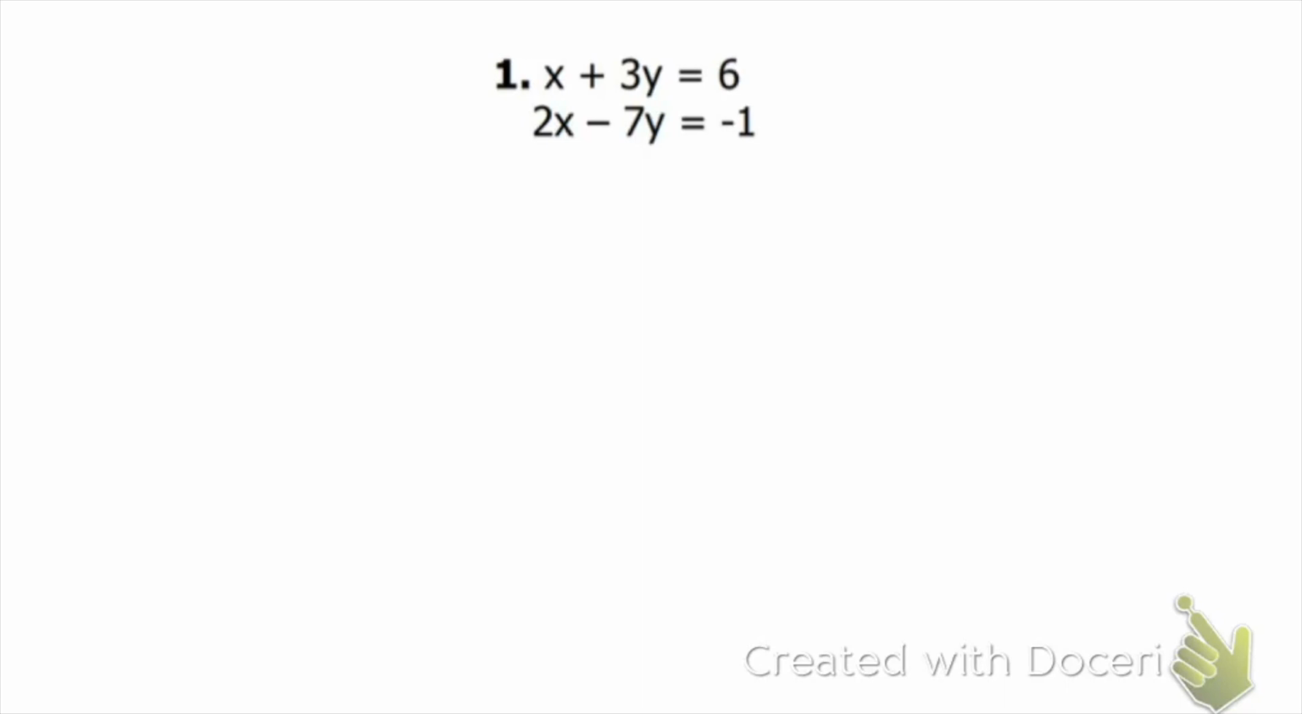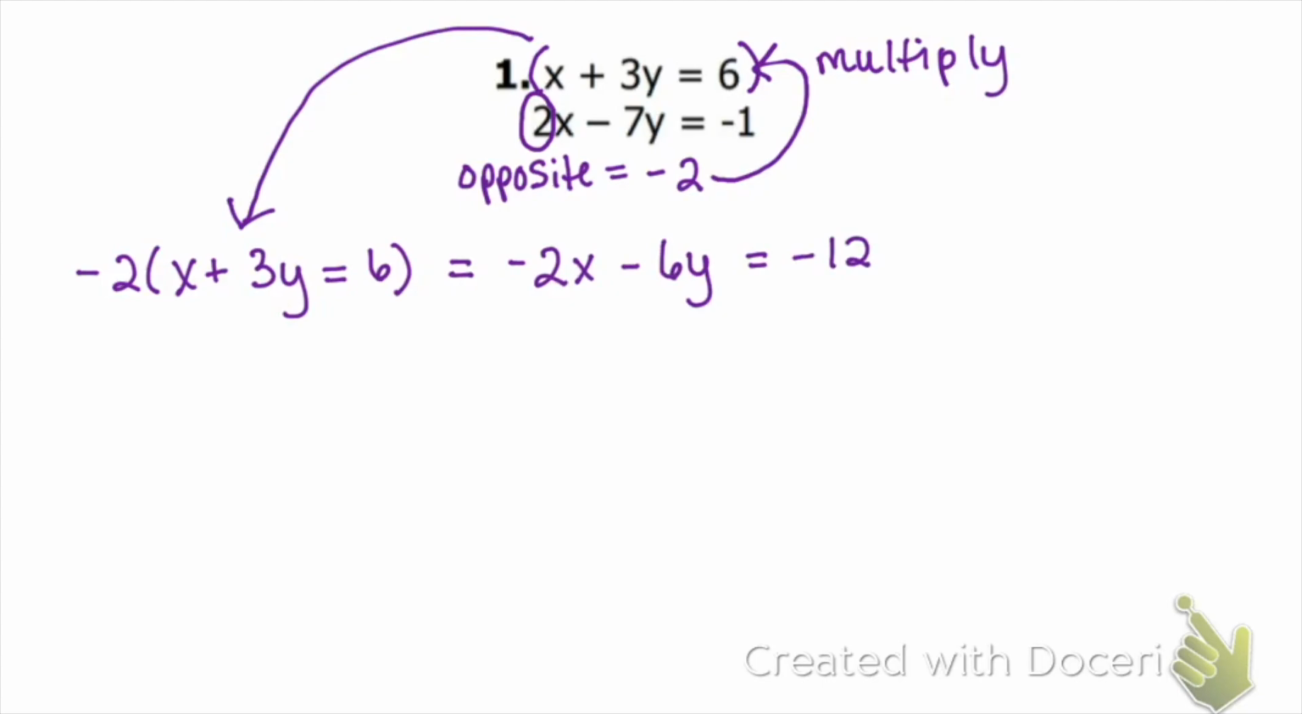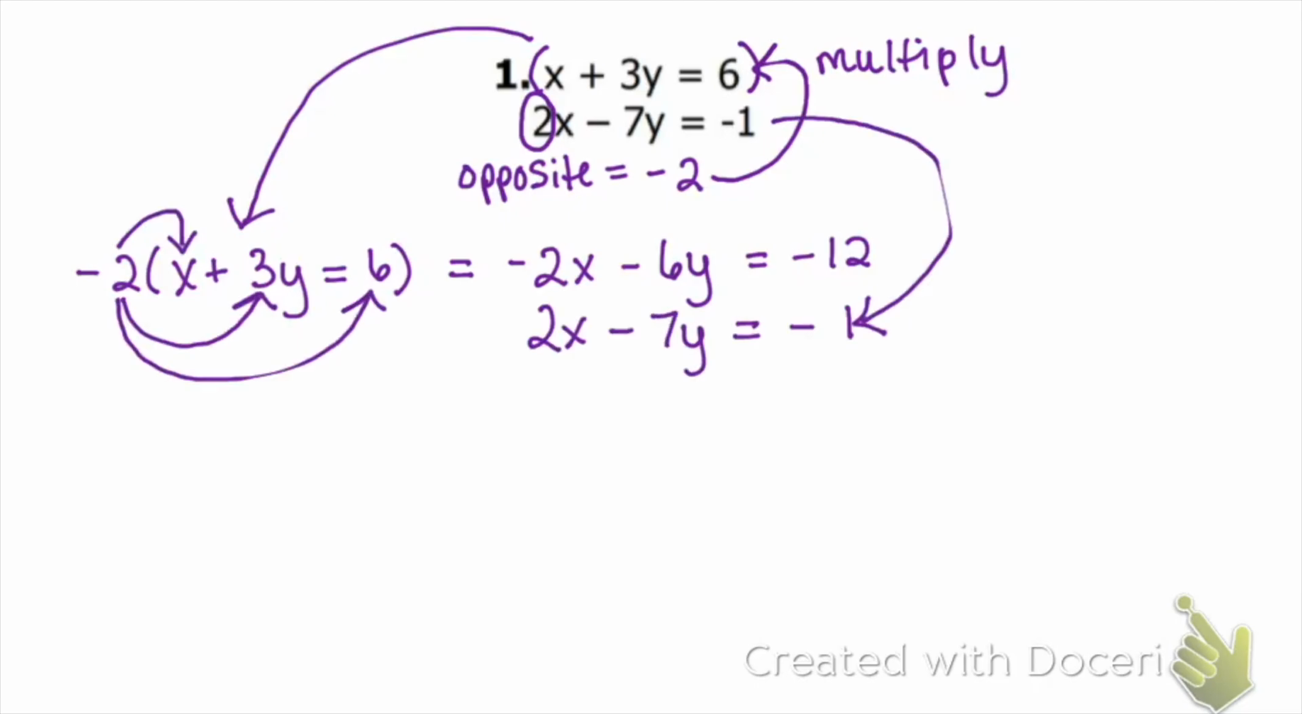Okay, so on this slide, you're going to look at the second equation and see what is the opposite sign of that. So the opposite of 2 is negative 2, and you're going to multiply the first equation by that negative 2. So we're going to rewrite that over here, and we multiply everything by negative 2, which turns that into negative 2x minus 6y equals negative 12, because we multiplied everything by negative 2. Then you're going to bring down your second equation, and you're going to add those two equations together because you wanted to get rid of the x term.